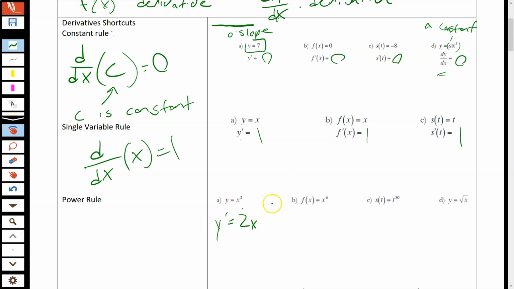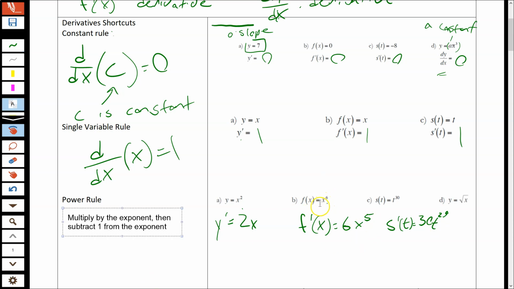We'd say y prime is 2x. I'm going to solve the other ones for you, and I bet you're going to notice the pattern. F prime of x for x to the 6th would be 6x to the 5th. S prime of t for t to the 30th would be 30t to the 29th. And then we'll talk about d here in a second. We'll talk about what the pattern here is.